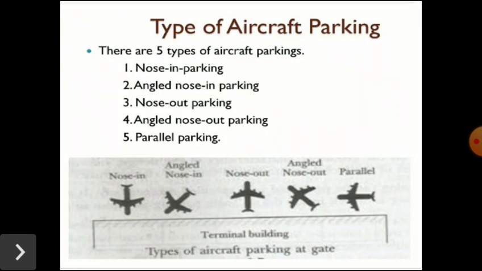So as shown in the figure from the left, the first one is nose in parking, where the aircraft nose is near the apron. Second one, angled nose in parking. Third one, nose out parking. Fourth one, angled nose out parking. And the fifth one is parallel parking.